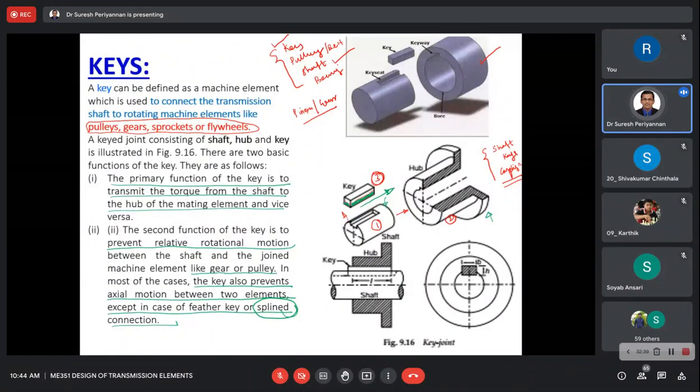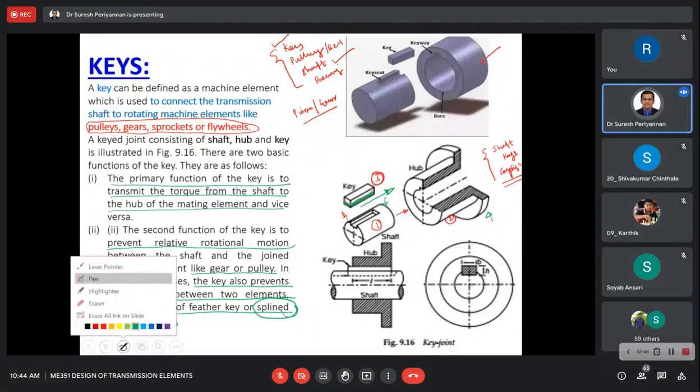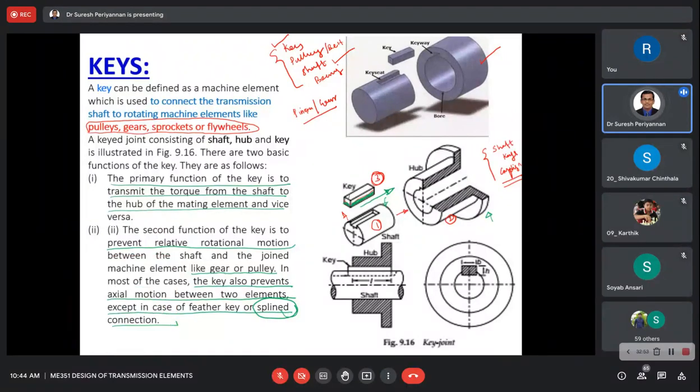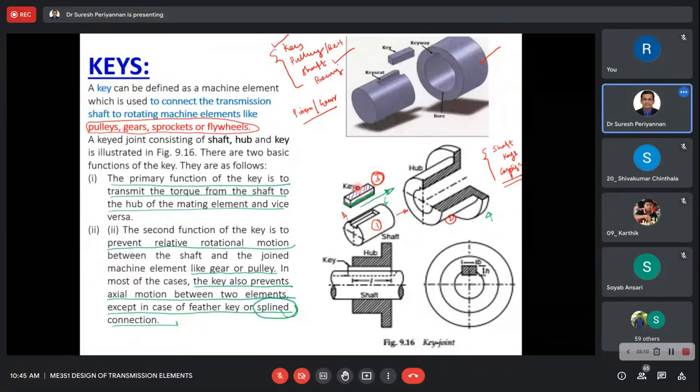You may expect this kind of question in the objective. Okay, the key is subjected to crushing and shearing stress. How is the key subjected to crushing and shearing stress? This portion of the key, the cross-lined portion, is subjected to shear or crushing. I'm asking you that. Please, guys, reflect. See, this top portion is going to be subjected to shear or crushing.